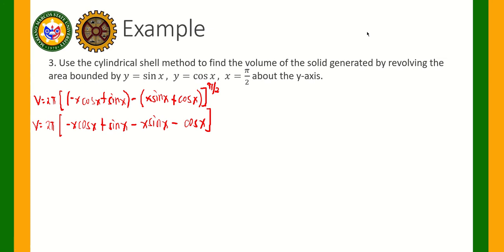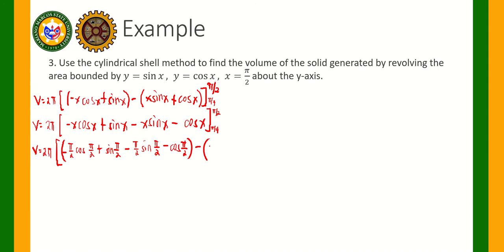Of course, limits from pi over 4 to pi over 2. Okay? So, plug na natin yung ating limits. So, V natin is equal to 2 pi multiplied by negative pi over 2 cosine pi over 2 plus sine pi over 2 minus pi over 2 sine pi over 2 minus cosine pi over 2. So, yan yung upper limit natin.